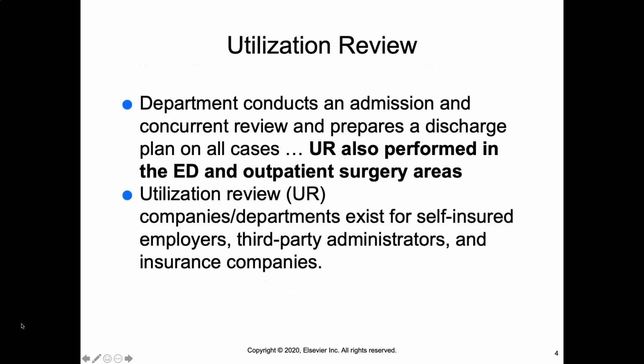So the department typically conducts an admission and concurrent review and prepares a discharge plan in all cases. This is what happens in a hospital-based setting with typically inpatients or observation patients. And remember, observation patients are actually outpatients in a hospital setting. But utilization review is also performed in the emergency department and outpatient surgery areas, among others, as I just talked about. Utilization review companies and departments exist for self-insured employers, third-party administrators, and insurance companies. So you may hear about utilization review, and this is really just to help you know what it is and how it works.